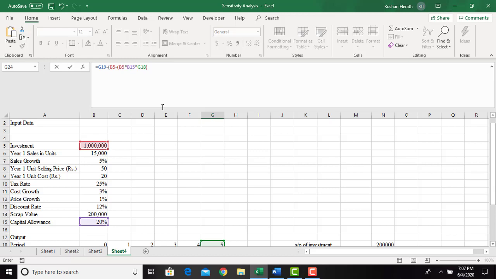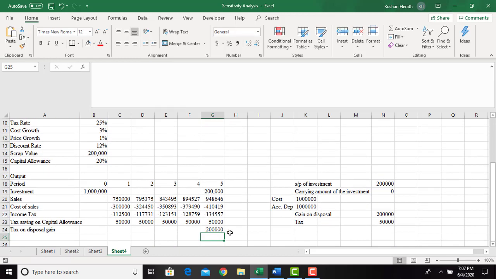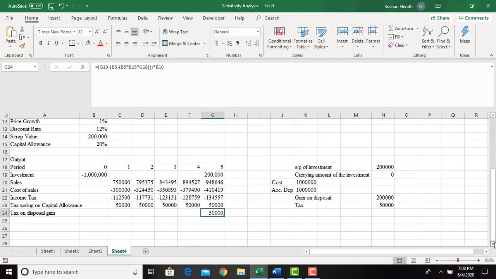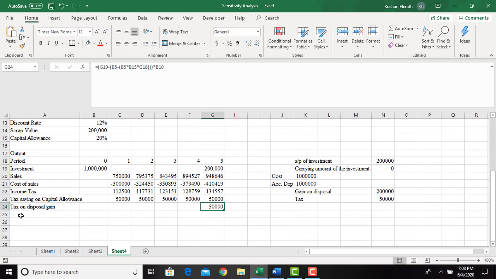Now if you get this, you would see, yes, the gain comes. On the entire thing, you need to compute the tax. You have to apply the tax rate, then you may get it. Accordingly, tax on disposal comes as 50,000. So here you have worked this out. Right. Now you have done everything.